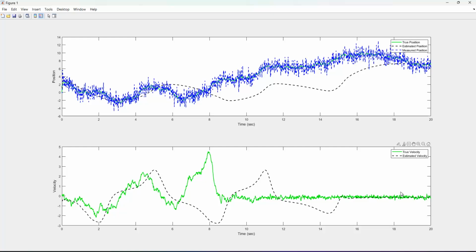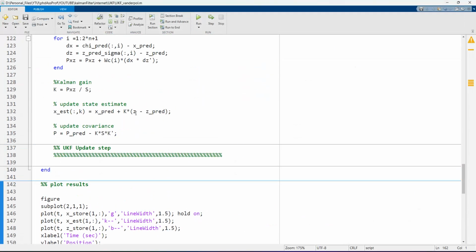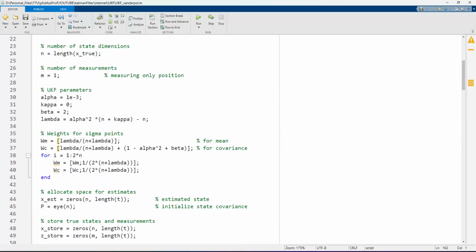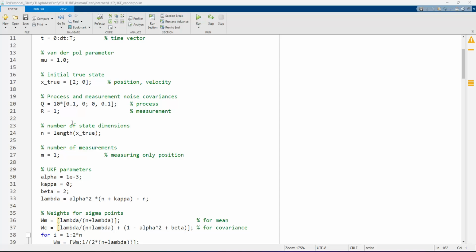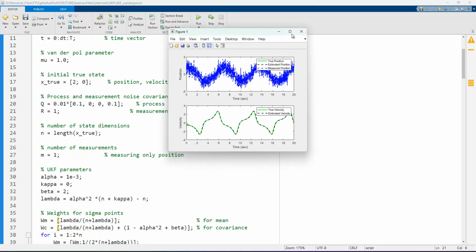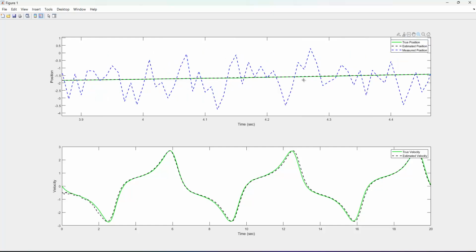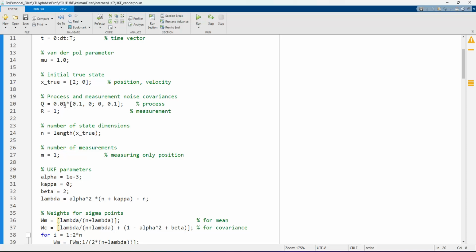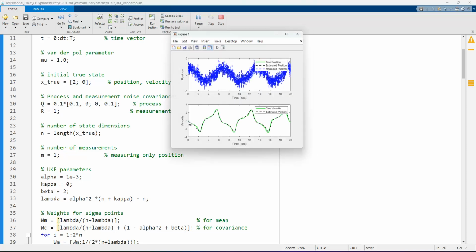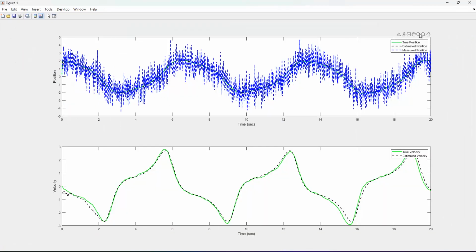So what is wrong with this code? First of all, maybe we have too many noises in here. So we need to define a new data set, 0.01 and 1. If I run this code, you see there's too much noise here, but the estimated position and the measured position are on the graph, and the estimated velocity value is good.